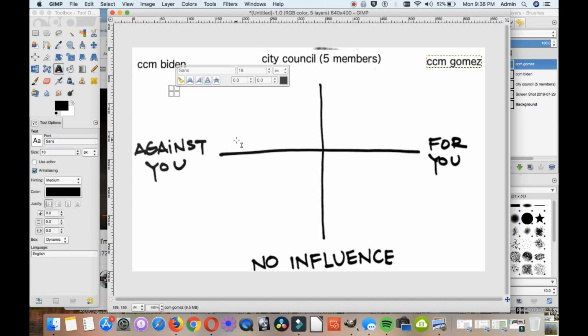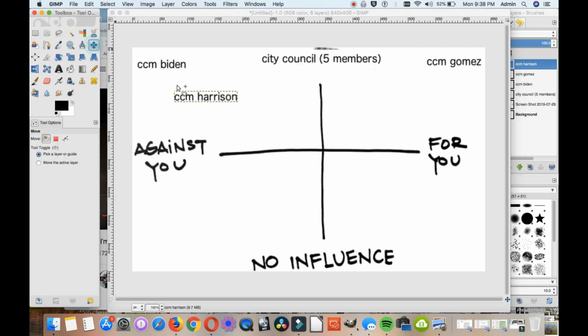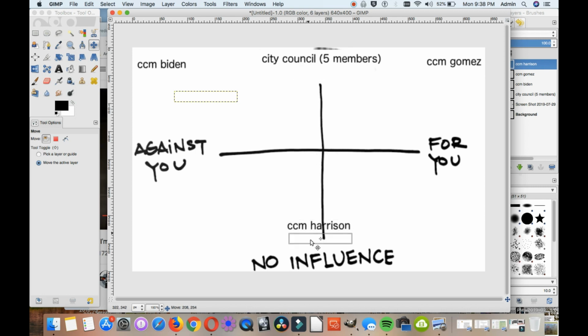And then we have council member Harrison. I don't know, we're actually not sure if they're against us or for us. We haven't really talked to them yet. We have to do a little more research on their voting history, like how they vote on environmental things and social justice things. This is where our messaging comes in: climate change is a big deal, but it's also racist, because climate change impacts people of color and the global south disproportionately. So we're going to put them in the middle. They don't have no influence, they're still very high influence. So they go up here.